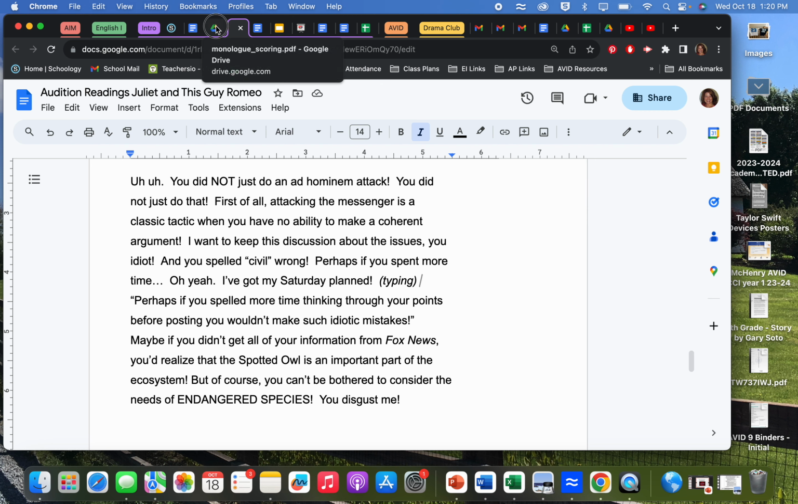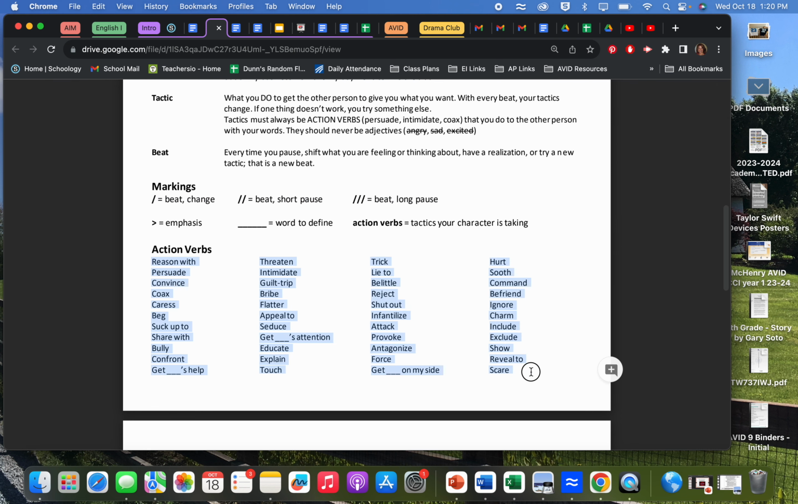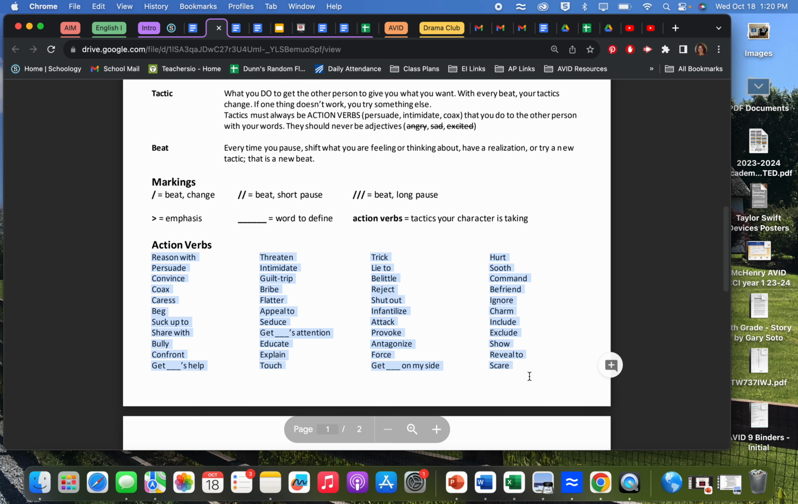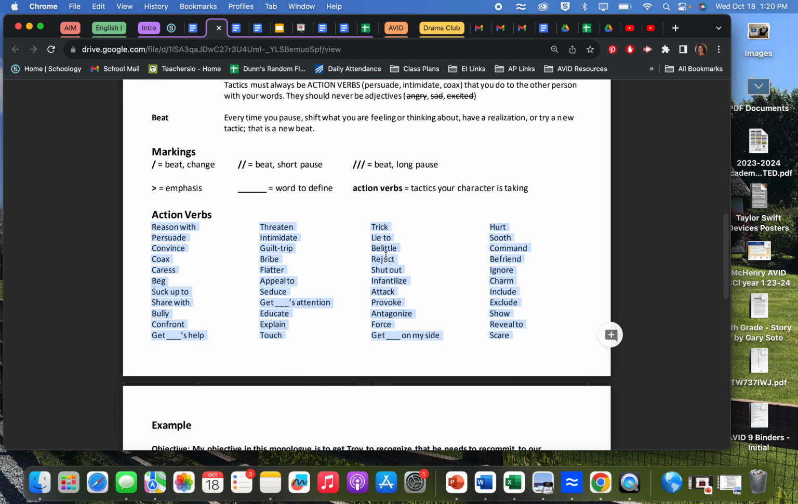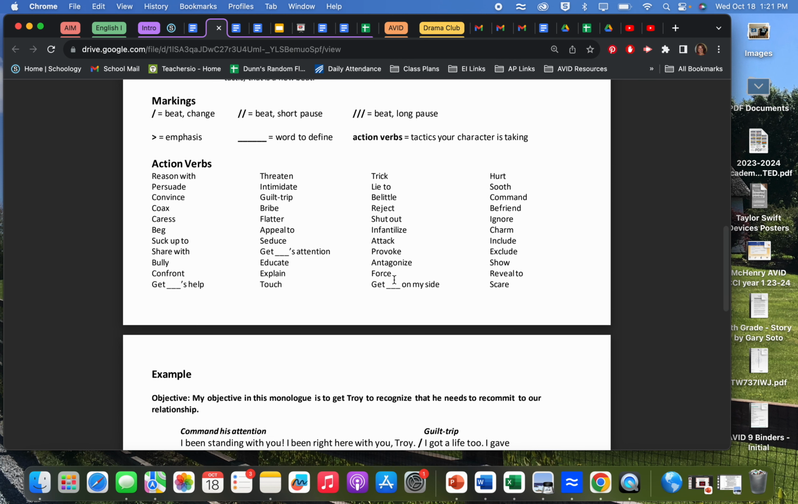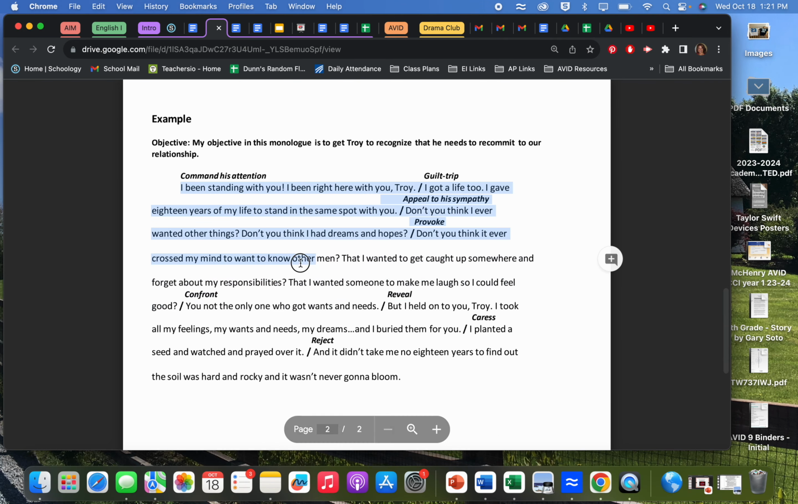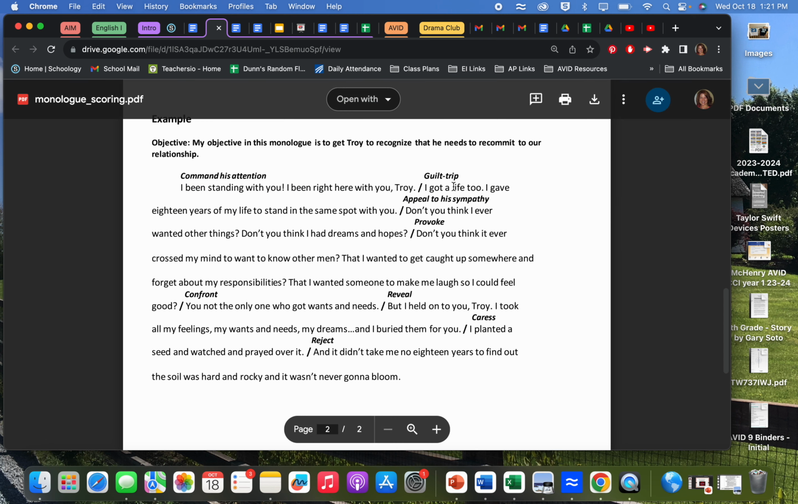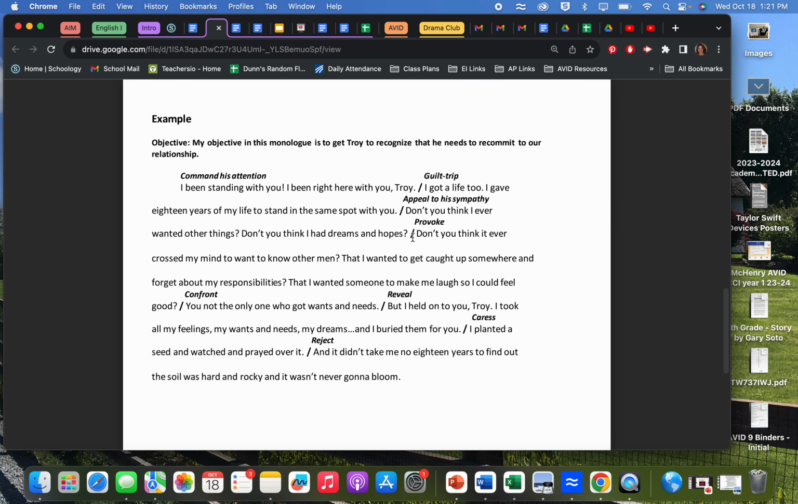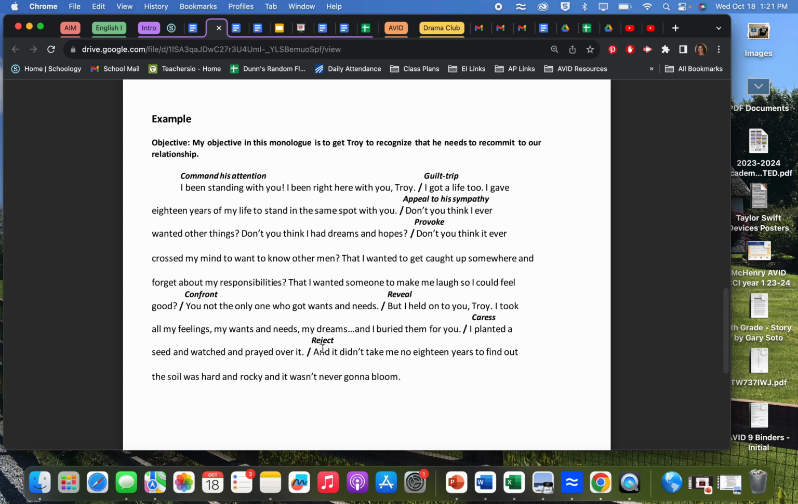Okay, the last thing that we're going to be doing is you're going to be using these action verbs down here, and you're going to be including them to show what sort of tactics your character is taking. So is your character threatening, intimidating? Is it providing a guilt trip? Is your character lying? Is your character attacking? Is your character explaining? So you'll see in this monologue right here, each beat, see where they have that little one slash in there? Each beat shows a different action verb of what they are actually trying to do, okay?